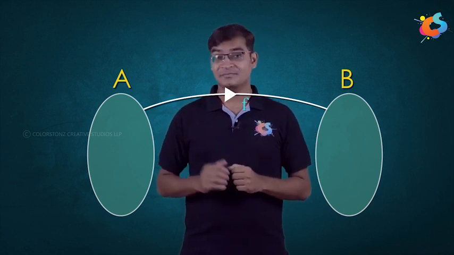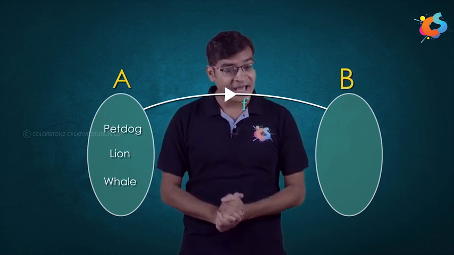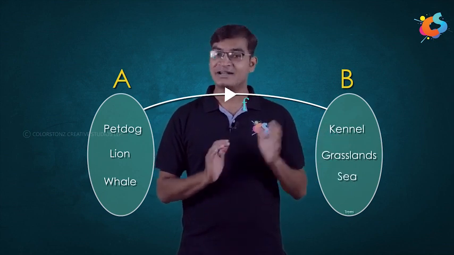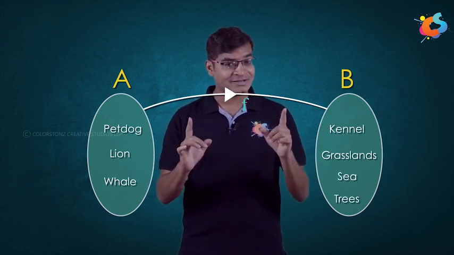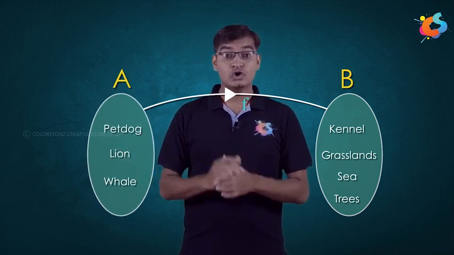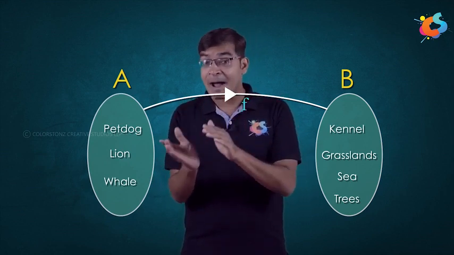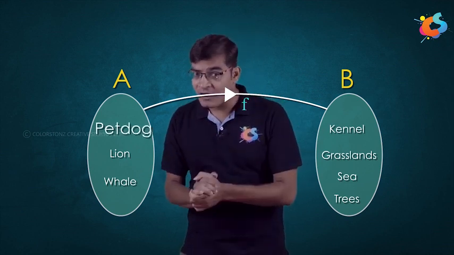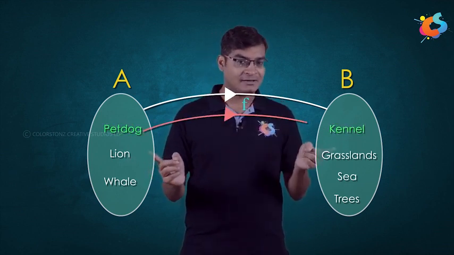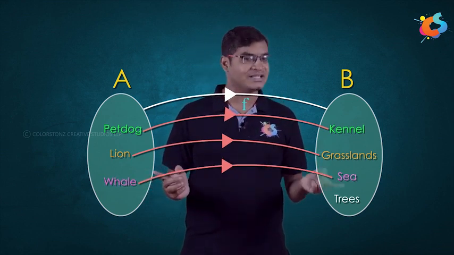Now let us take some elements. A has pet dog, lion and whale, and B has kennel, grasslands, sea and trees. Now what are we doing here? We are taking elements which are there in set A as input. So if pet dog is the input for this function, what does this function do? It will map to where it stays. So pet dog stays in kennel. Therefore pet dog is mapped to kennel, lion is mapped to grasslands, whale is mapped to sea.